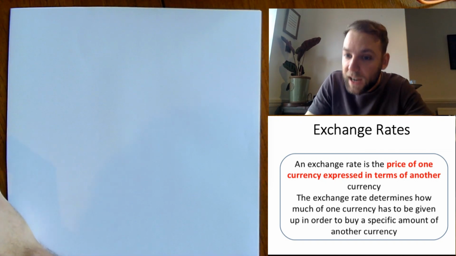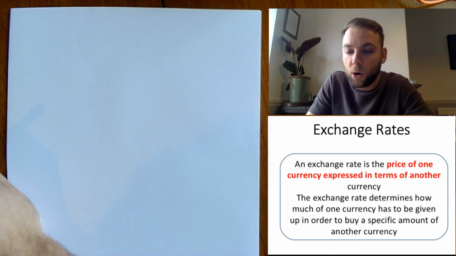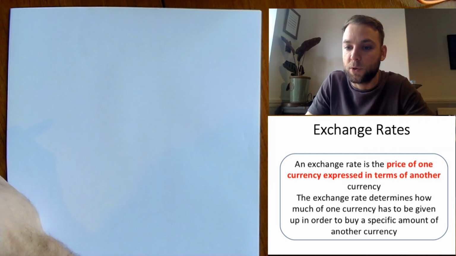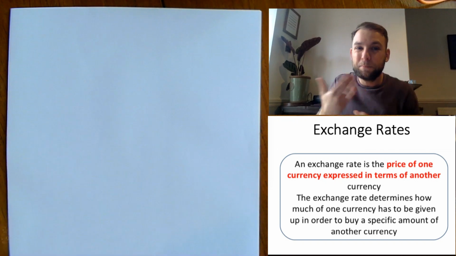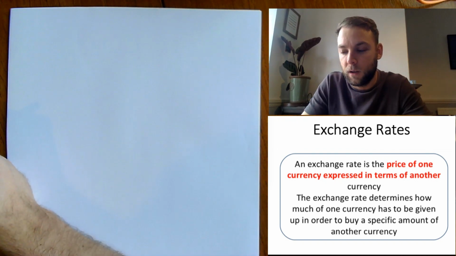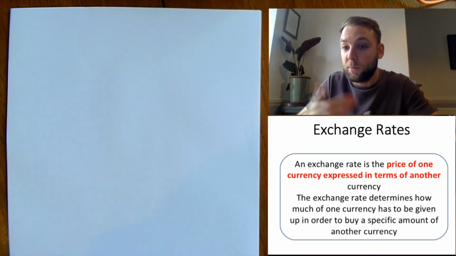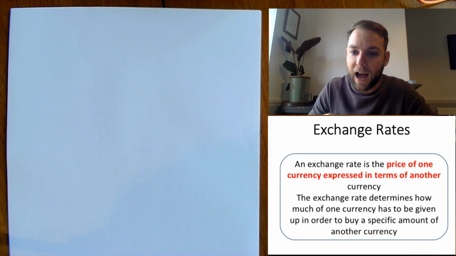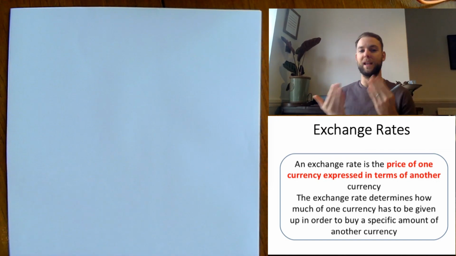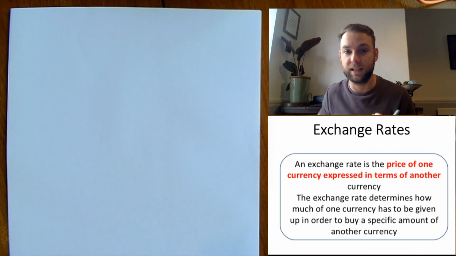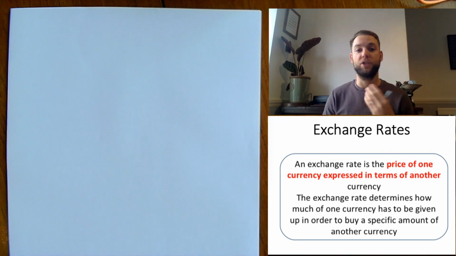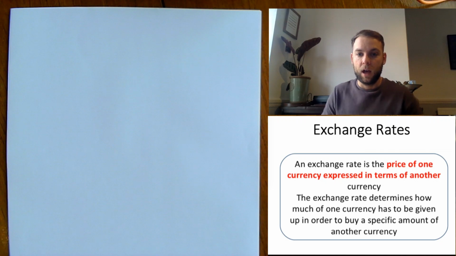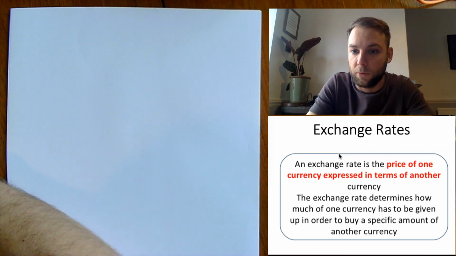An exchange rate is the price of one currency expressed in terms of another currency. That's pretty much everything you need to know about this, but I'll continue. The exchange rate determines how much of one currency has to be given up in order to buy a specific amount of another currency. So it's basically how you convert two different currencies, and this comes up in those GCSE questions quite regularly. Let's just crack on and we'll have a look at some questions.